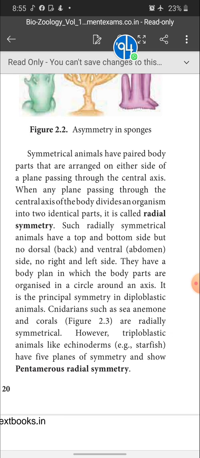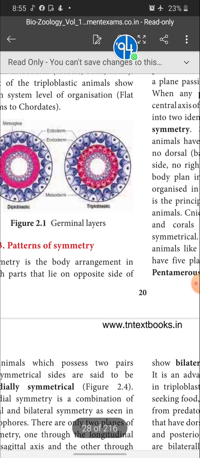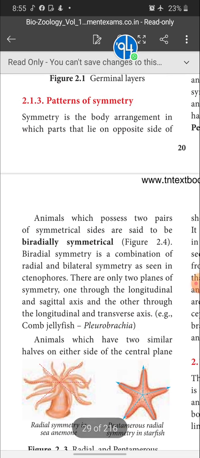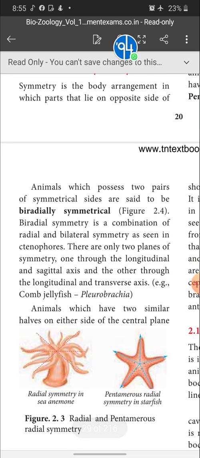So you should be clear about radial symmetry: when any plane through the central axis divides the body into two equal halves, that is called radial symmetry. Such radially symmetrical animals have a top and bottom side, and not a dorsal or ventral or right or left side at all. Okay children, so next we are entering; we have discussed asymmetrical and radially symmetrical.